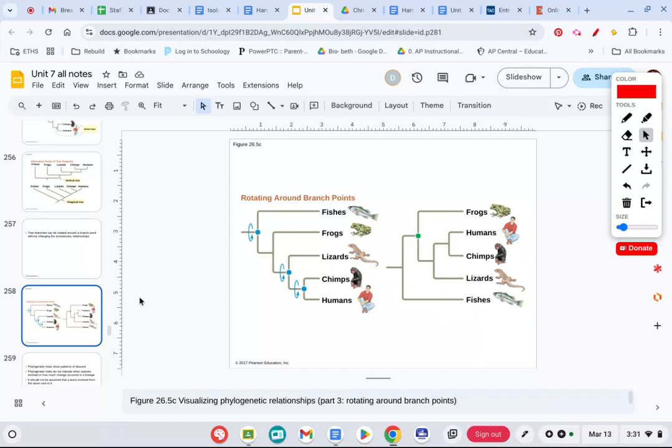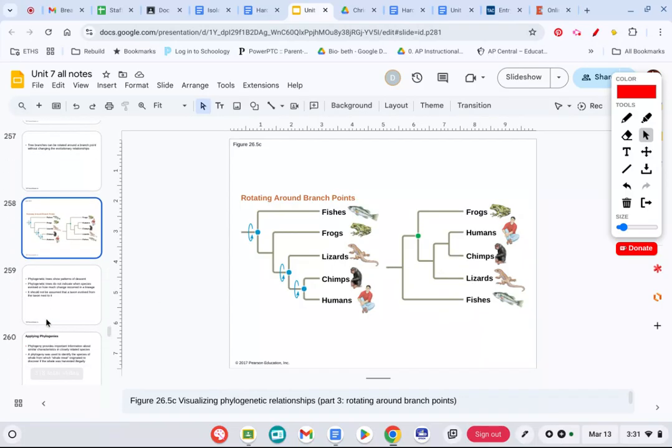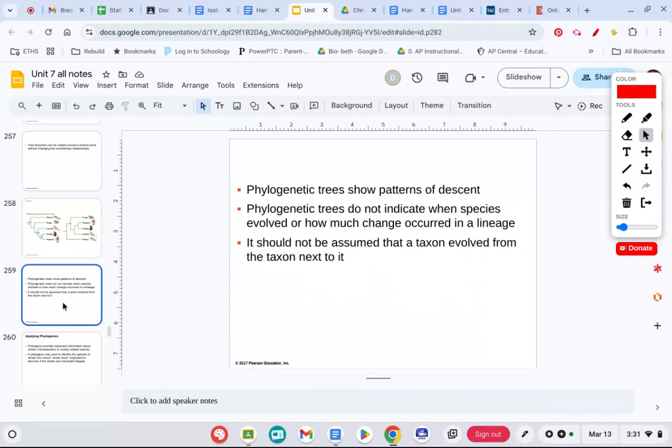It's still showing the same thing. It's almost like saying I'm going to talk about something and use different words, but I'm still showing exactly the same relationship. I'm just showing it in a slightly different way. Okay, so phylogenetic trees show patterns of descent, but they do not say when. That's important. They do not say when the evolution happened or how much change has occurred in the lineage. So just keep that in mind.